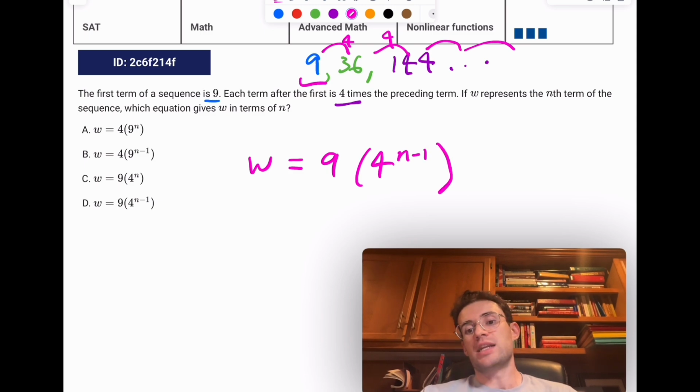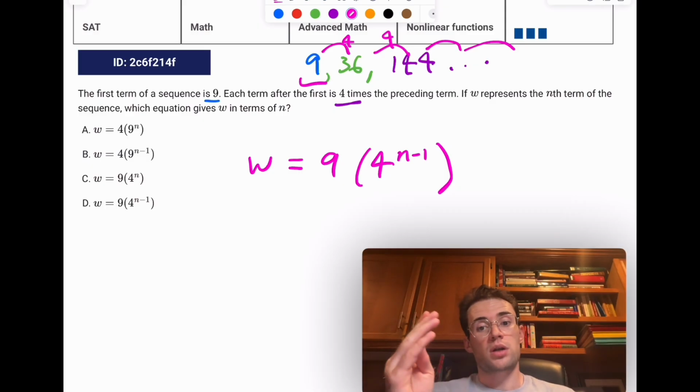Because then when n is 1, you get 4 to the 1 minus 1, that's 4 to the 0 power. Anything to the 0 power is 1. So 9 times 1 is still 9. And then for the second term, when n is 2, you get 9 times 4 to the 2 minus 1, right? We don't want to multiply it by 4 squared to go from 9 to 36. We want to multiply just by 4. So 4 to the 2 minus 1, 2 minus 1 is 1. So that's 4 to the first. 9 times 4 to the first would give you 36.